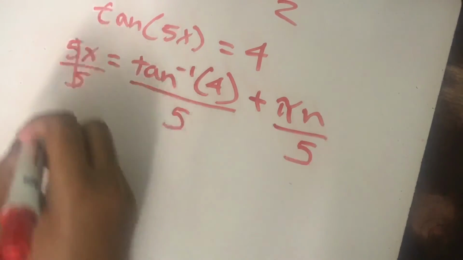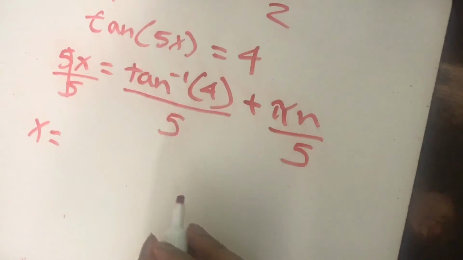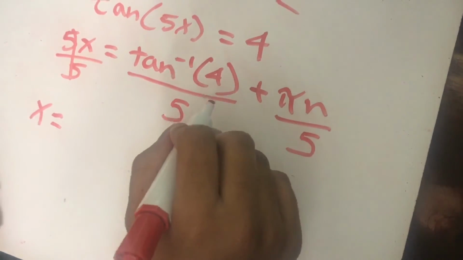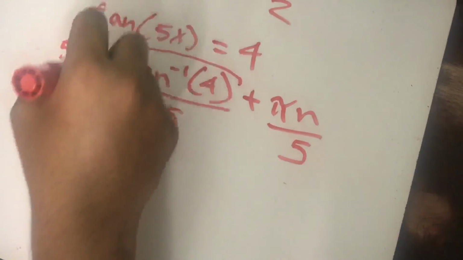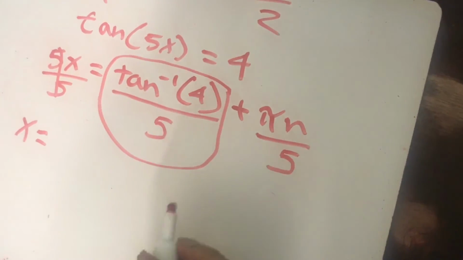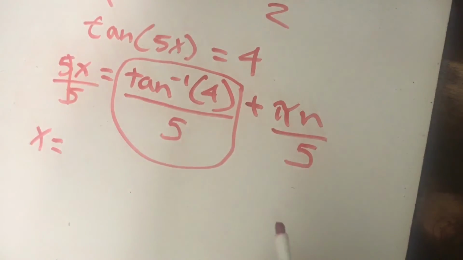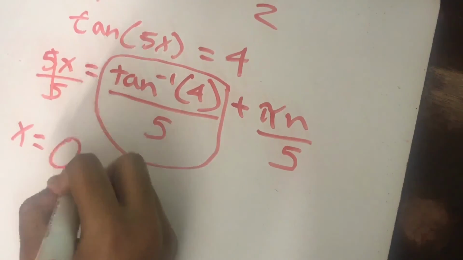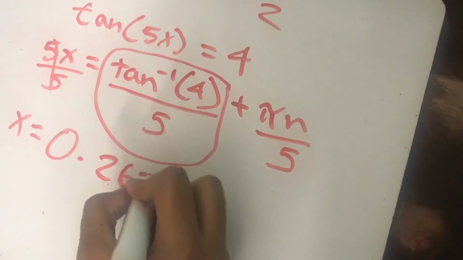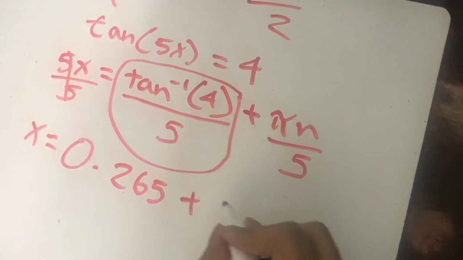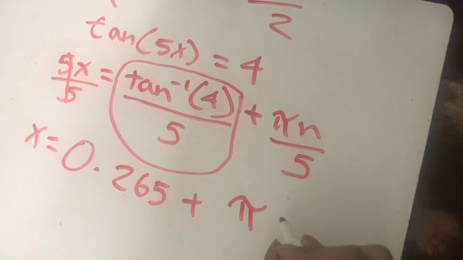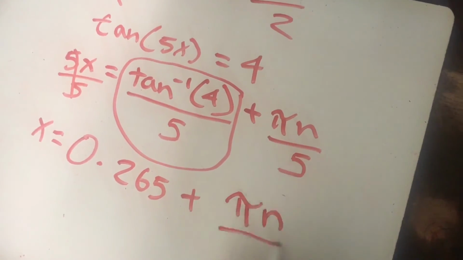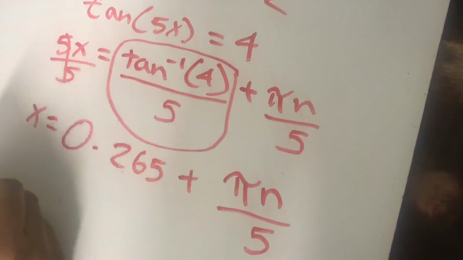To get the solution, I had to put this whole thing into a calculator. When I do that, it's going to give me a long decimal, so I'm only going to take the first 3 decimals. So it's going to be 0.265 plus pi n over 5. And that's our answer.